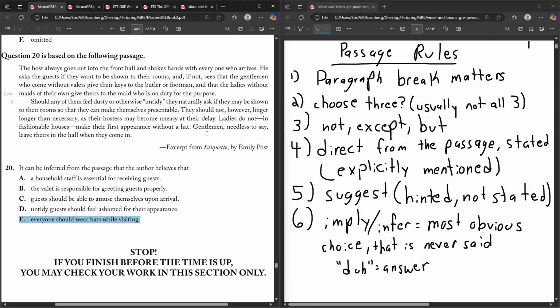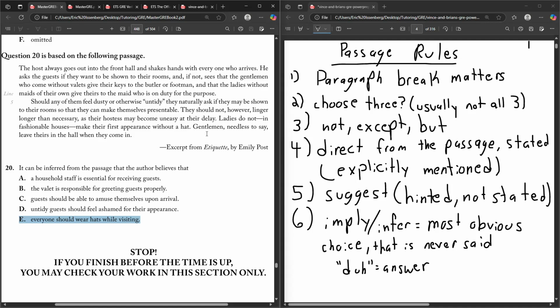Okay. This is what I mean by the duh answer. Sometimes the answer sounds so stupid. It's like that can't possibly be the right answer, but that is going to be the answer. Until I took this question, I got every single imply and infer I ever did on the GRE wrong. Then when I did this question, the first thing I did was cross E off, and then I eventually got to A. And when I saw the final answer, I was so livid.